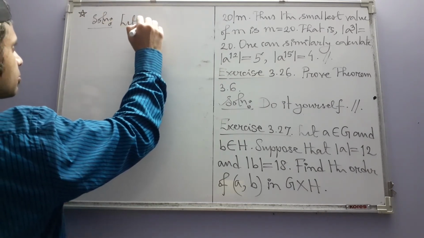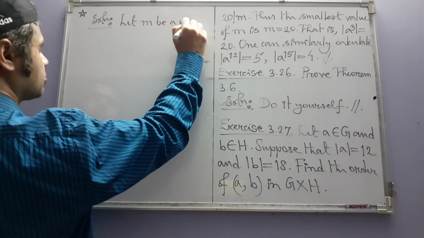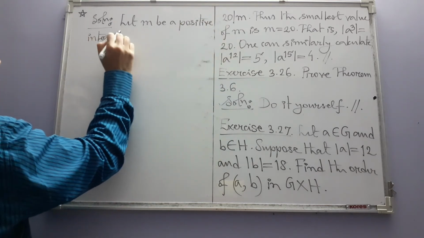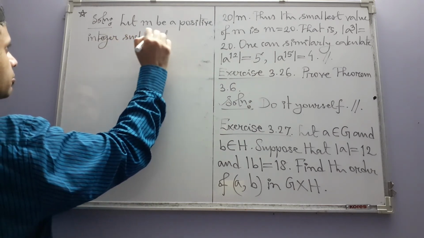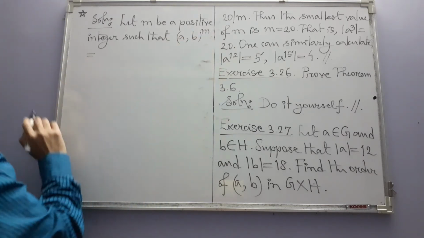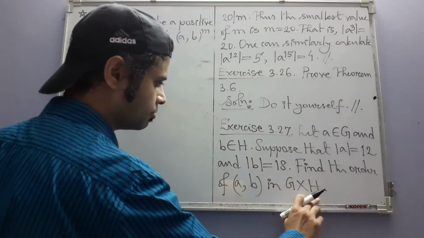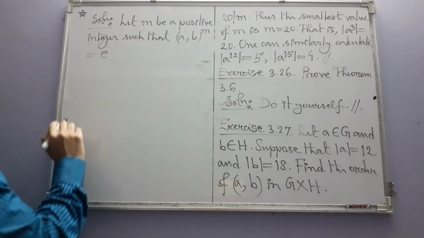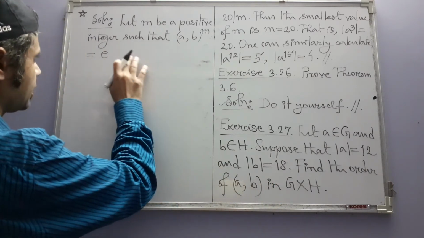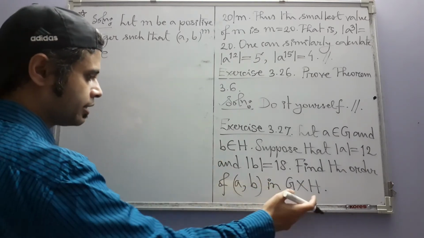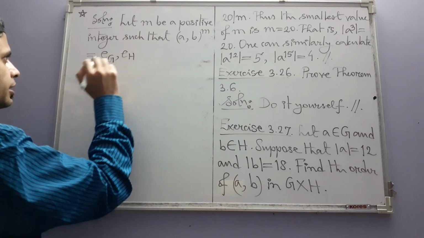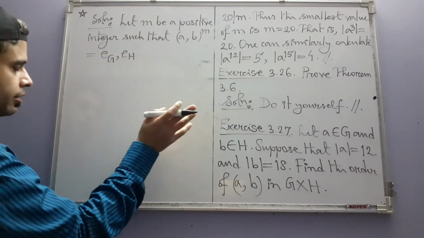Let M be a positive integer such that the mth power of A comma B is equal to the identity element of this group G cross H. Now, just for the sake of distinguishing the identity elements in G and H, because in general G and H are different groups, let's write like this: E suffix G is the identity element in G, and this is the identity element in H.